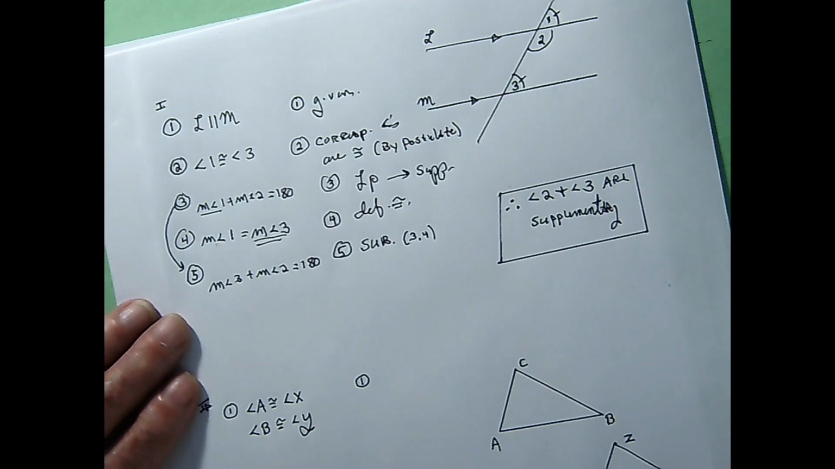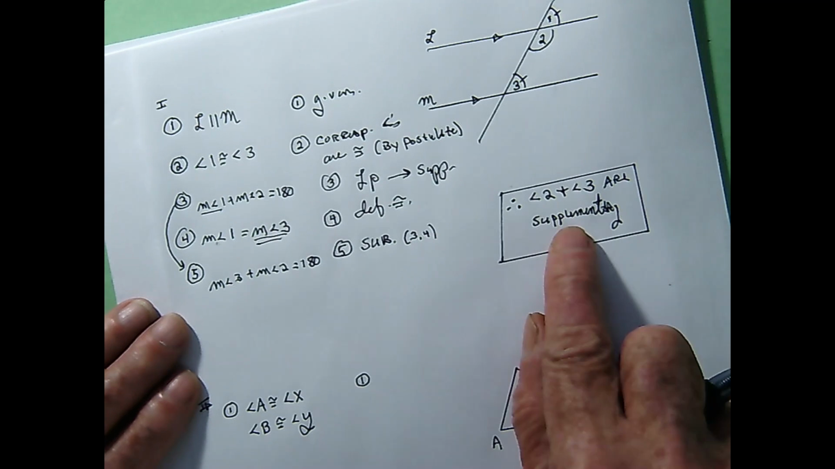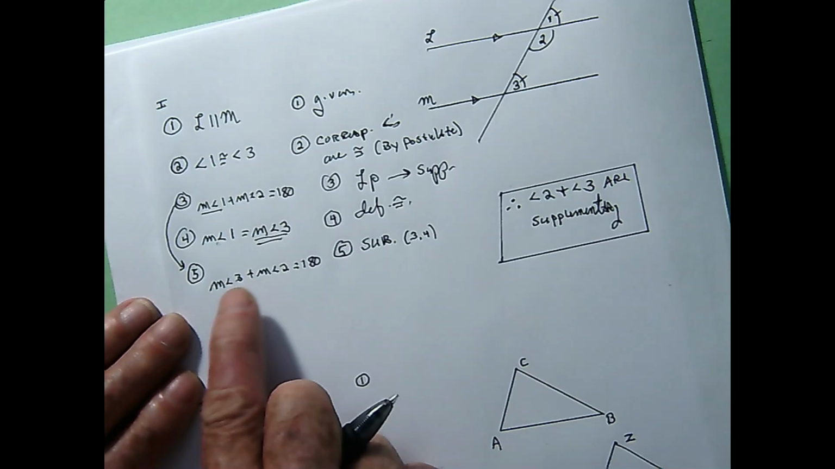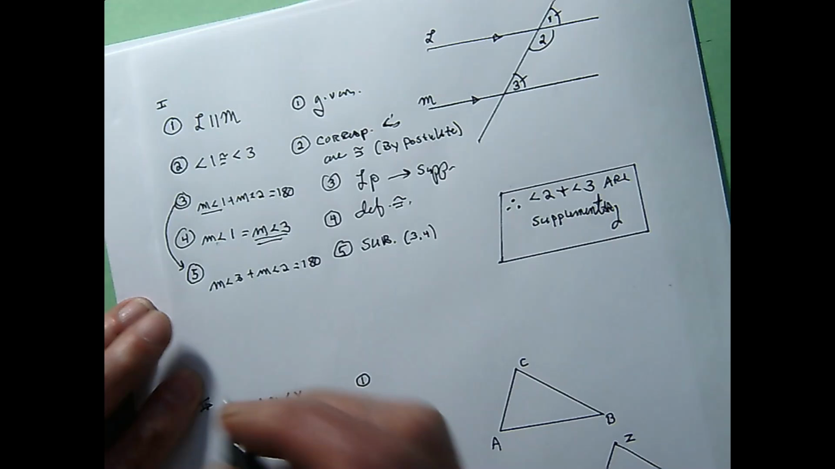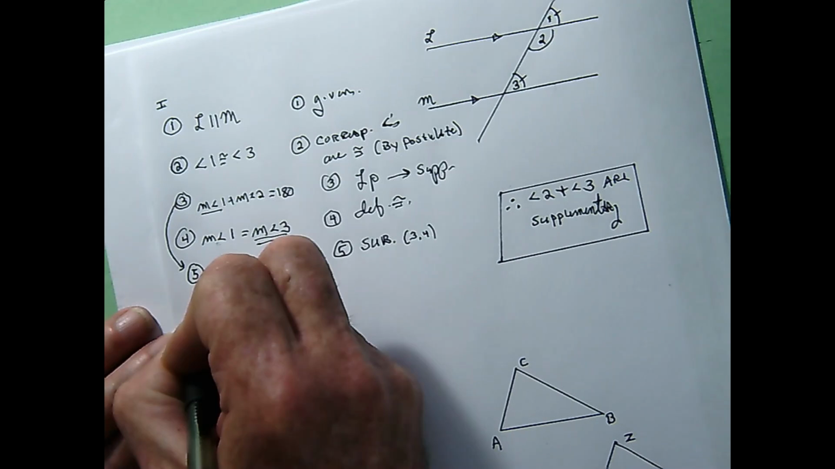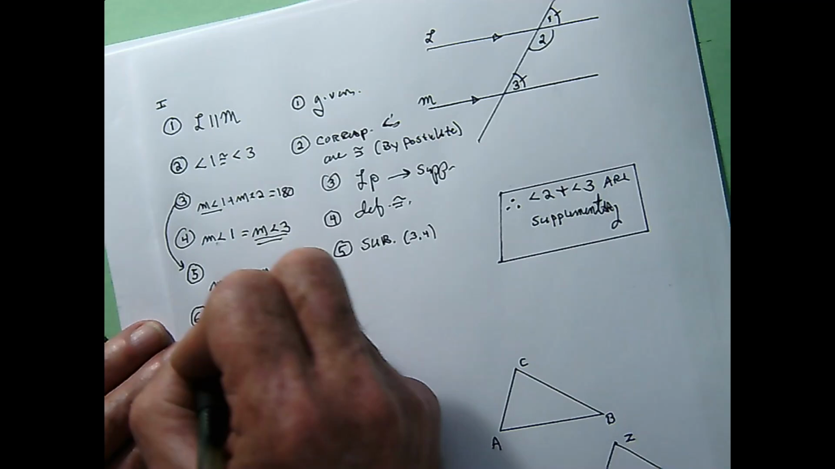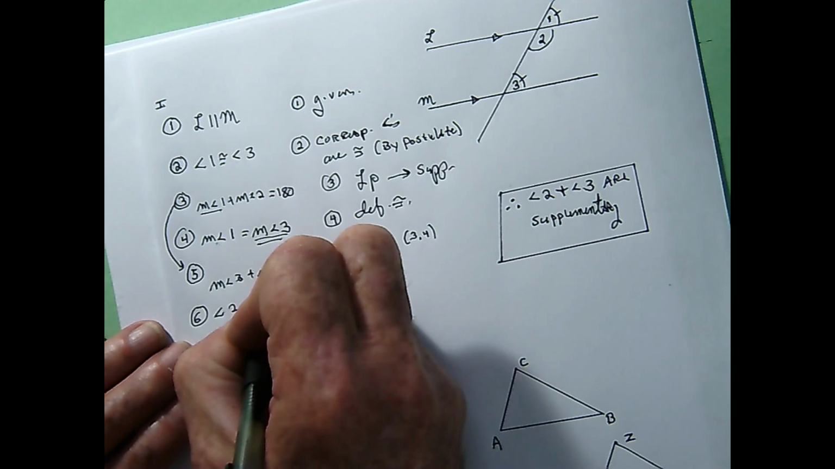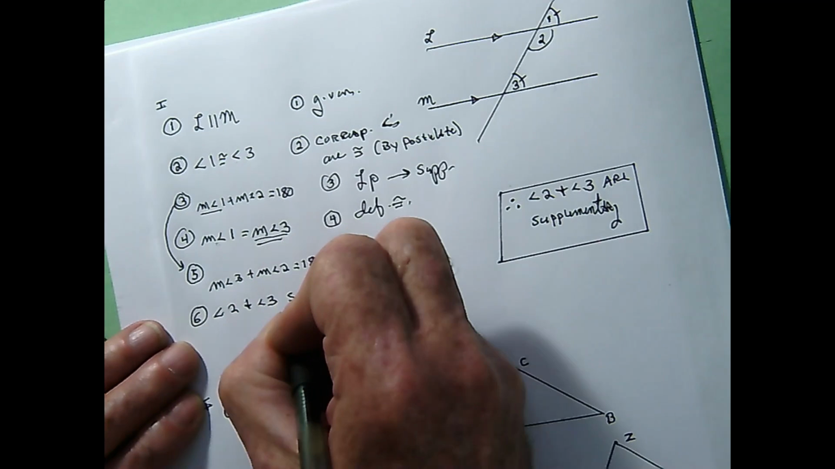But now, bear in mind what we were trying to prove. We wanted to prove that angle 2 and angle 3 are supplementary. Here it says angle 2 and angle 3 add up to 180. Would you conclude with me that they are in fact supplementary? That's how I think I can finish this proof right now. I'm going to say angle 2 and angle 3 are supplementary.